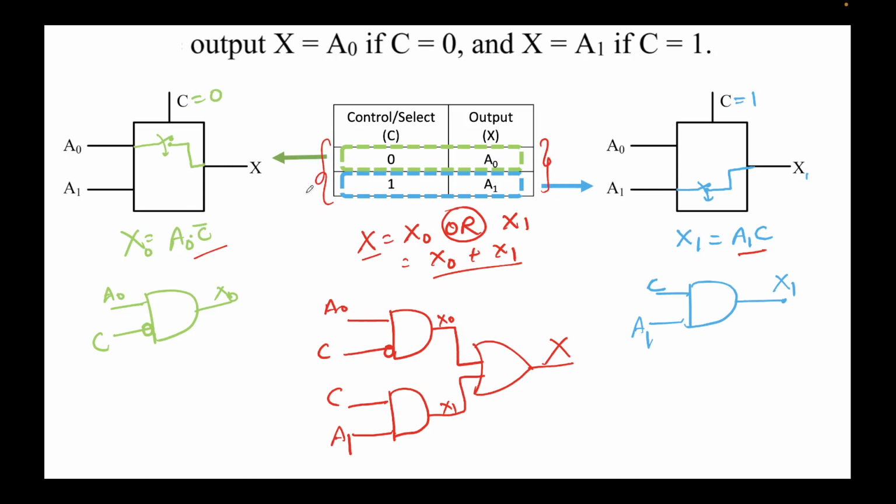Each row will give an algebraic expression, and finally all the algebraic expressions can be simply added using an OR gate. So it's very simple. Once you practice one or two questions, you'll realize that multiplexers are not difficult. Some people tend to skip them, but they are not at all difficult. These are very straightforward, very simple questions.